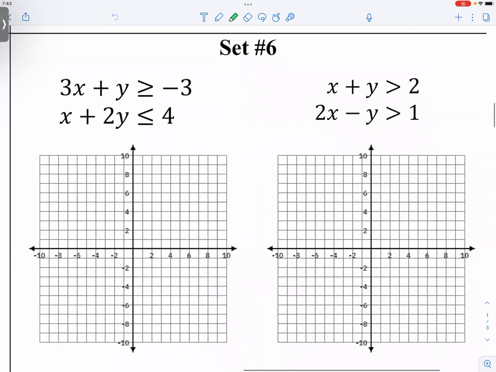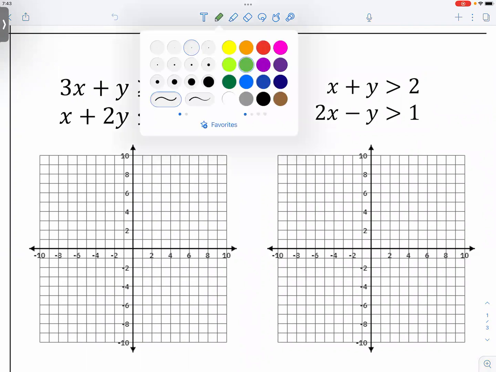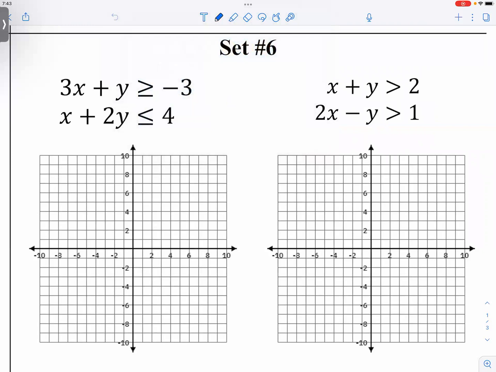So now, let's look at set number 6. What makes this set special compared to the other sets? It is in standard form. And as we said before, we are not really fond of the standard form because it gives us a hard time to graph. So it's the same challenge, but in a different place. So we need to convert this to slope-intercept form so that we can see how it is being graphed.